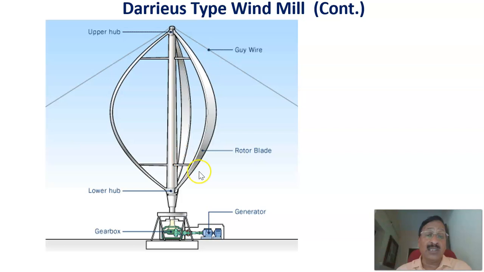These are the different parts: rotor blades, the lower hub and upper hub, and the guy wire, and these are the blades, and this is the gearbox arrangement, and this is the generator. So these are the basic parts of a Darrieus type windmill, that is a vertical axis windmill, and the lift force is used to rotate this rotor.